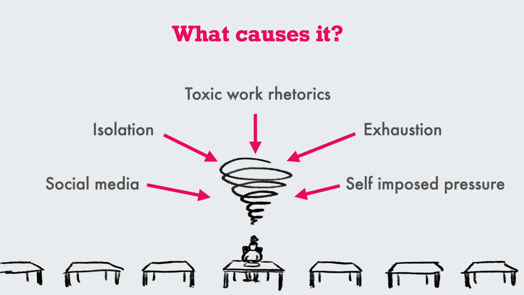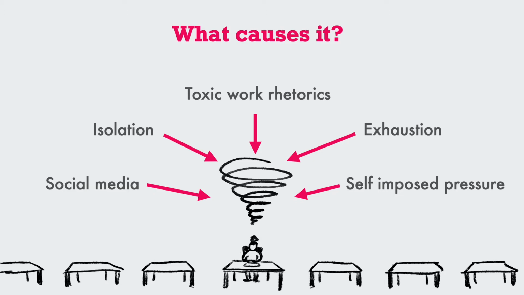Some things that will cause it or add to it are things like social media and isolation from communication. I know we obviously can't go out and see loads of people at the moment, but just isolating ourselves from communicating can make it worse. Toxic work rhetorics, meaning things like when people say all-nighter, when people say that you have to be working and have to be tired and have to be this all the time. That's all nonsense. Getting exhausted and putting pressure on yourself whilst you're exhausted can make it worse too.